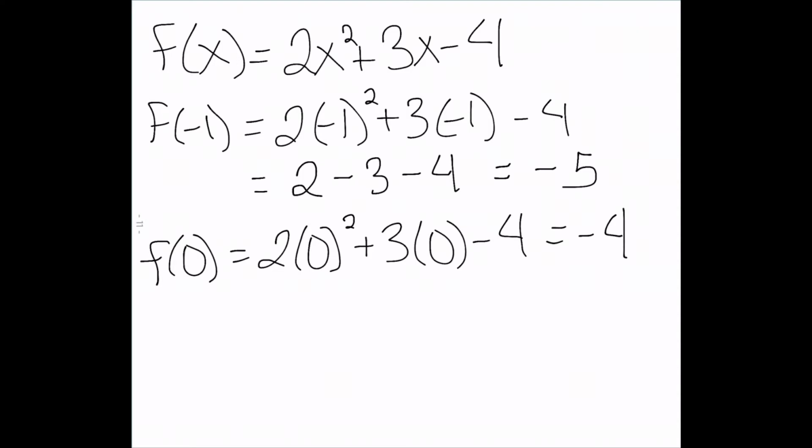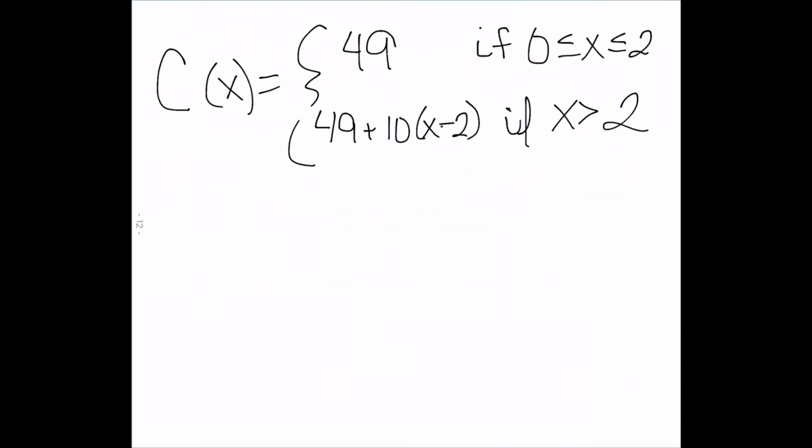Let's look at a slightly more complicated example. This is called a piecewise function. The idea is it's defined in pieces. In this case, we're looking at a cell phone plan that costs $49 a month. This plan includes 2 gigabytes of free data. And then after that, it charges $10 per gigabyte for any additional data used. So this whole first row says that if we use somewhere between 0 and 2 gigabytes, we're going to pay the flat rate of $49. The second row, if we use more than 2 gigabytes, so if x is greater than 2, we're going to pay the $49 plus an extra $10 for everything over that 2.